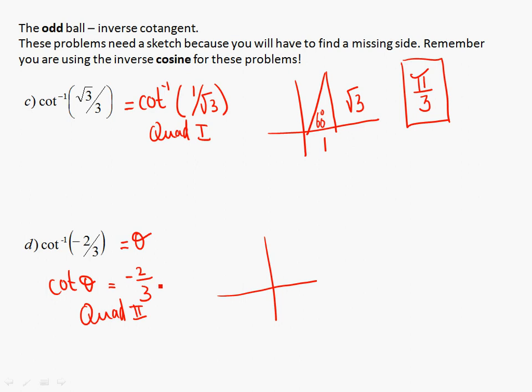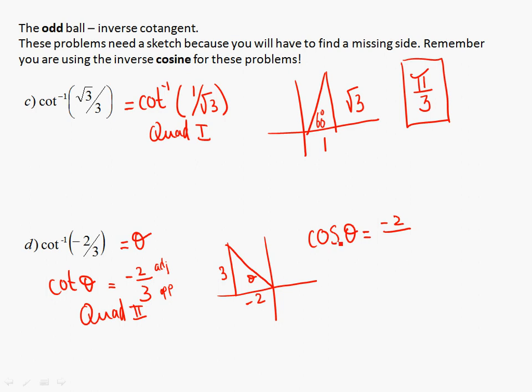Okay, again, the cotangent is adjacent over opposite, right? Yes? So there's your negative 2. There's your 3. Your triangle is going to look a little bit like this. Is that a special triangle? A triangle that we know? No. Okay, but I do know that the cosine of this angle would be a negative 2 over, and I need to find this value over here.